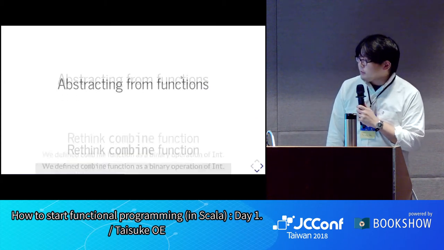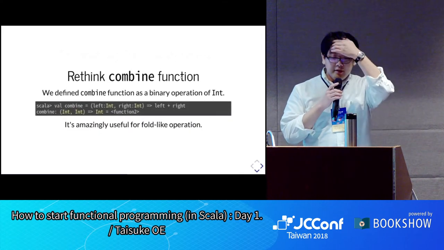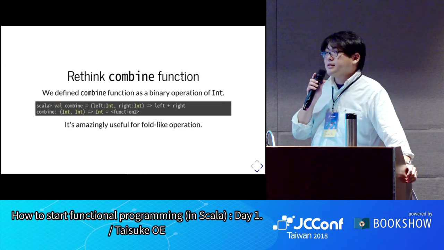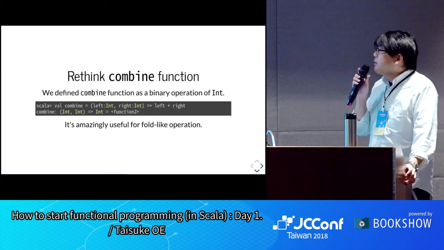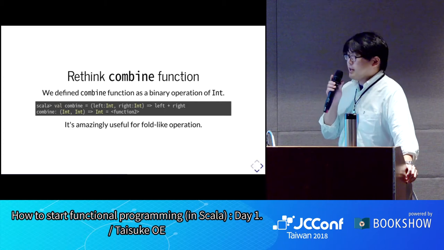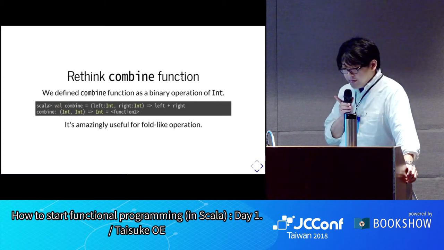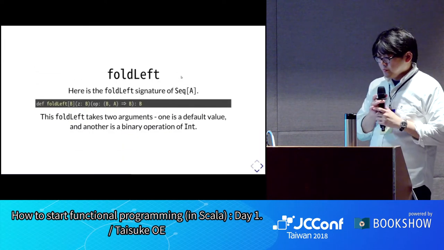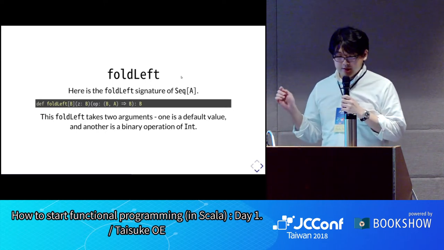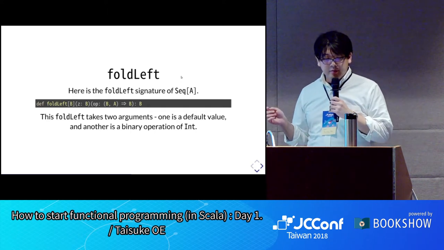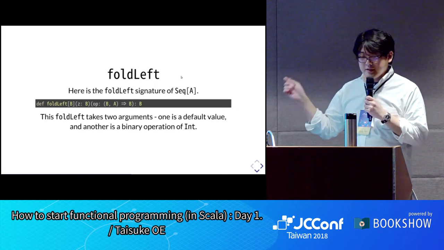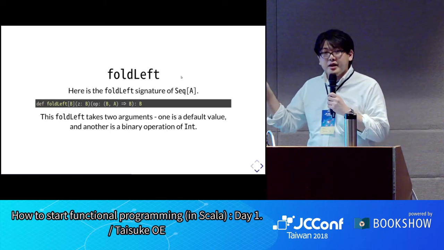Next would be abstracting from functions. Okay, let's rethink the combine function we introduced. The combine is just summing up the two arguments. So this can be considered as a binary operation on integers. Actually, it's very simple. However, it's amazingly useful for fold-like operations. Here is foldLeft, a fold-like operation, in the signature of Seq[A]. The foldLeft takes two arguments. One is the default value, and the other is the binary operation, in this case on integers, or whatever the element type is, it really depends on the element of the sequence.